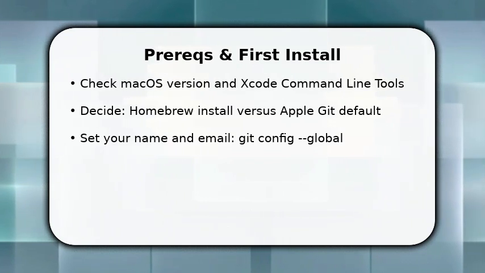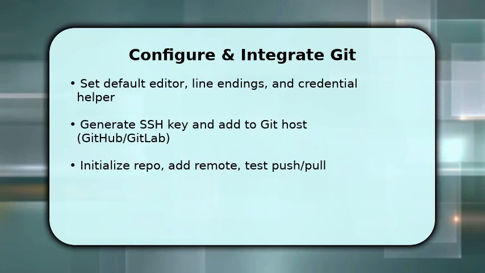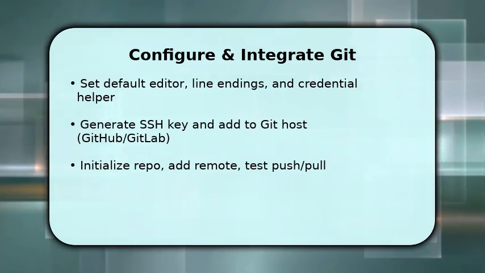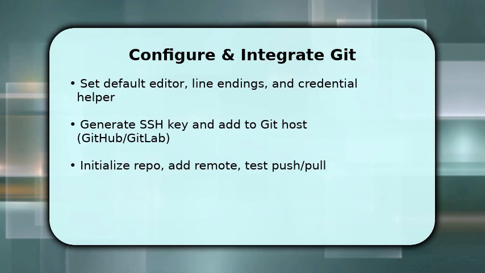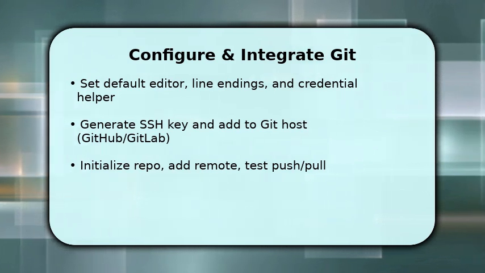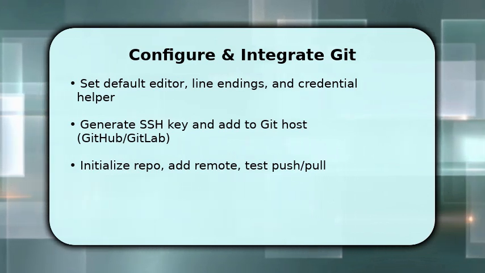Now configure Git behavior to avoid friction. Set core.editor to your editor, core.autocrlf appropriately, and credential.helper to osxkeychain for saved credentials. Then generate an SSH key with ssh-keygen -t ed25519 and add the public key to your Git hosting account.